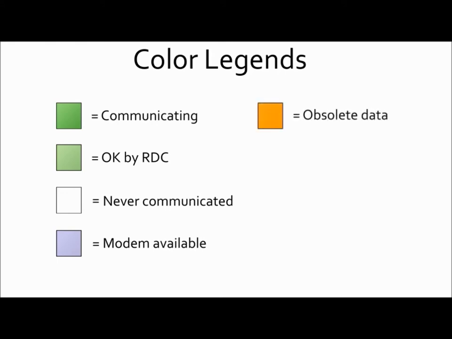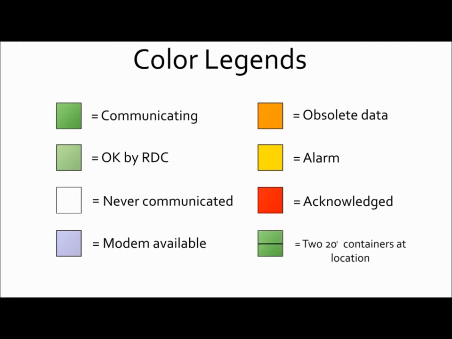Look out for the orange containers. They have obsolete data, which can happen if the system stops communicating with this specific container, for instance by unintended unplugging. When the container has an alarm, the legend will be flashing red and yellow, and when you have acknowledged the alarm, it will be red. Finally, if the container square is divided in two, it is because there are two 20-foot reefer containers at the location.